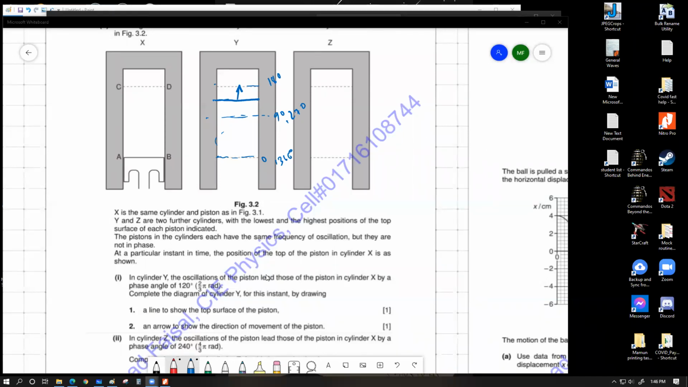Okay, alright. The condition for Z is, in cylinder Z the oscillation of the piston leads those of the piston in cylinder X by a phase angle of 240 degrees.